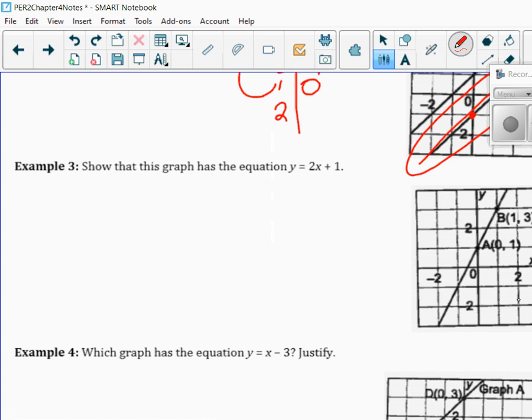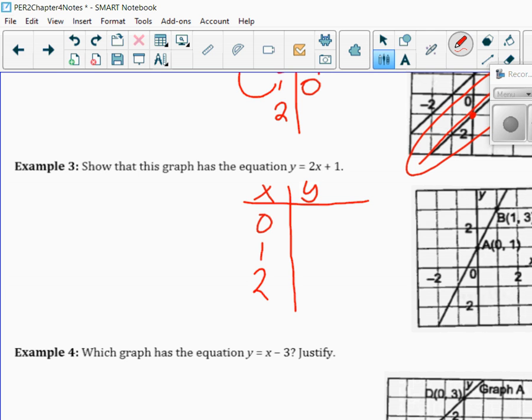All right. Show that this graph has the equation y equals 2x plus 1. So how do I show that? Again, I would plot. So when x is 0, 1, 2. Why do I always pick 0, 1, 2? Probably because they're the easiest ones. Positives are easy to deal with. 0 is easy to deal with. So that's why I always pick those. Sometimes it's not good to pick, but most of the times it is.